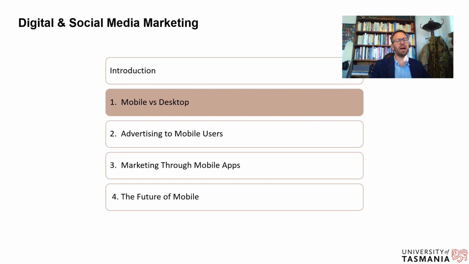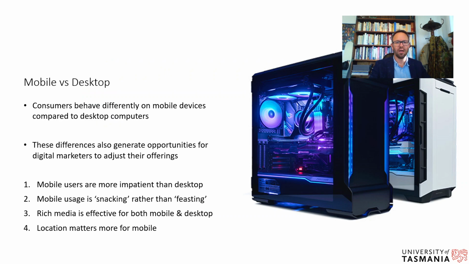So let's have a look at mobile versus desktop marketing, or mobile marketing versus desktop usage. Consumers behave differently when they're on their phone; their consumption patterns and behaviors on their phone differ compared to desktop. What we mean by desktop, I've got an image here of a desktop computer. They don't all look like this, but this is a gaming desktop computer, and basically they're the computers that either sit on top of your desk or underneath your desk, and you plug everything in.